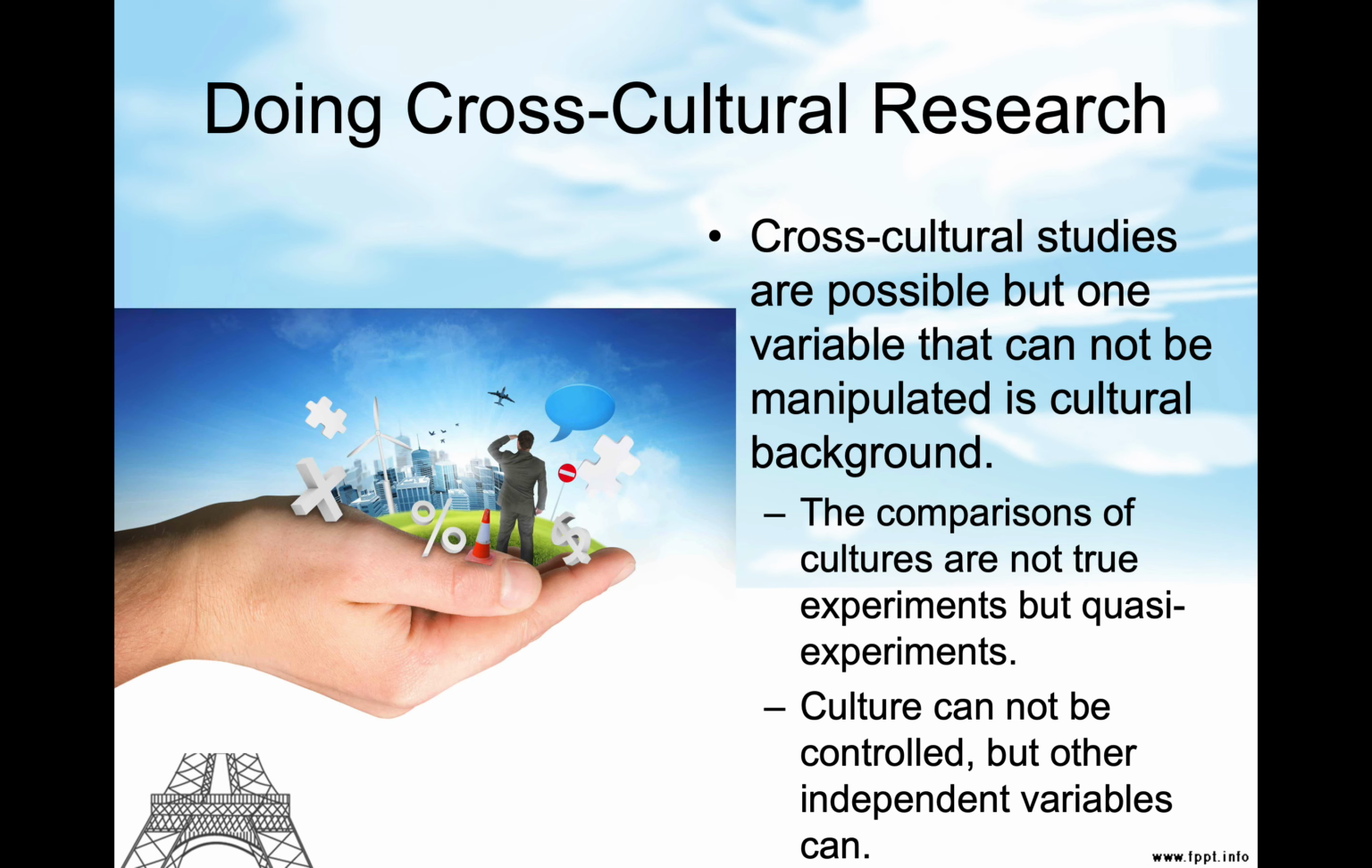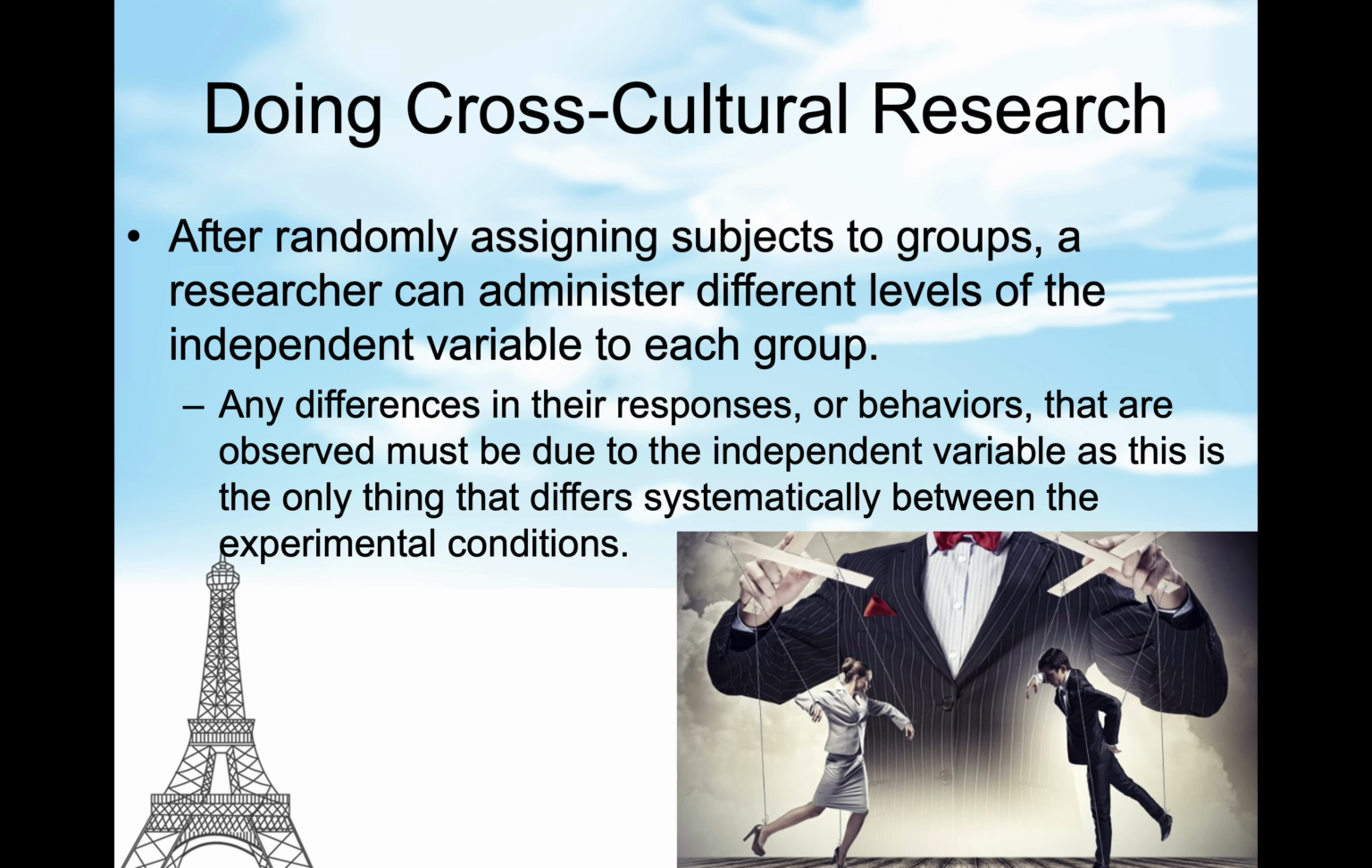Cross-cultural studies are possible, but one variable that cannot be manipulated is cultural background. The comparisons of cultures are not true experiments, but quasi-experiments. Culture cannot be controlled, but other independent variables, of course, can. After randomly assigning subjects to groups, a researcher can administer different levels of the independent variable to each group. Any differences in their responses or behaviors that are observed must be due to the independent variable, as this is the only thing that differs systematically between the experimental conditions.